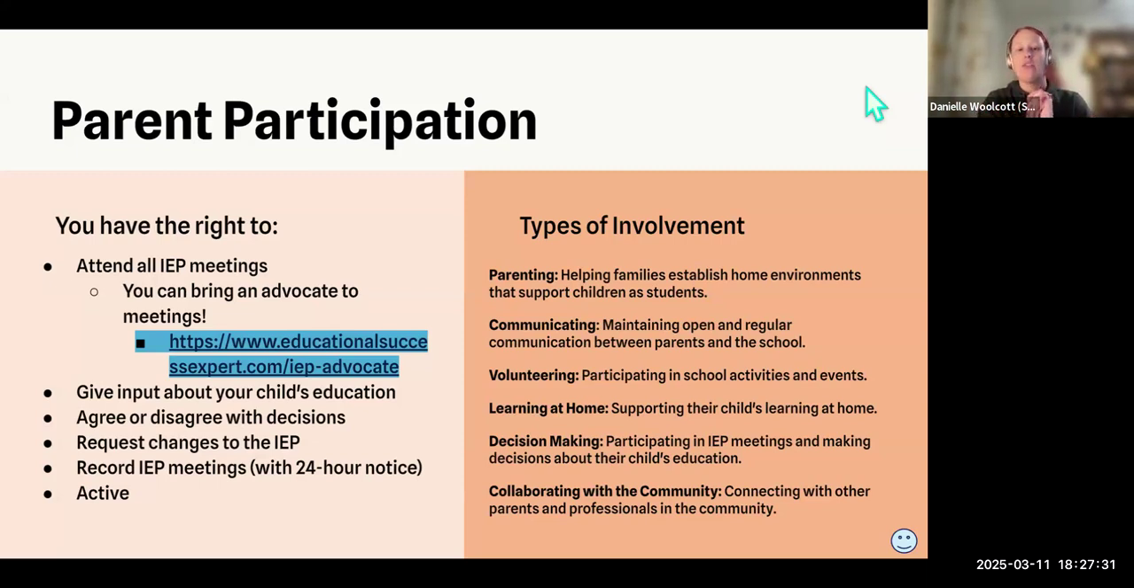and you have the right to be active in your kids' education. There are a couple of different ways that you can be involved, like establishing home environments that support kids as students, maintaining open and regular communication between the parents and school, volunteering in school events as appropriate, like when they're available, learning at home and supporting the child's learning at home when you can, decision making by participating in an IEP meeting and making decisions about the child's education, and also collaborating with the community by connecting with other parents and professionals in the community.